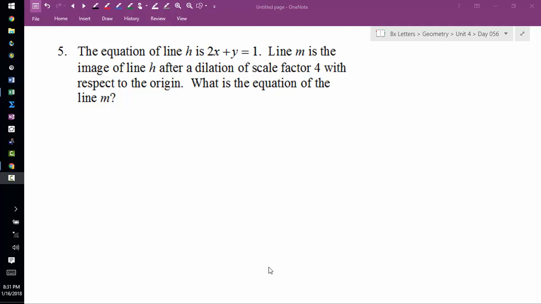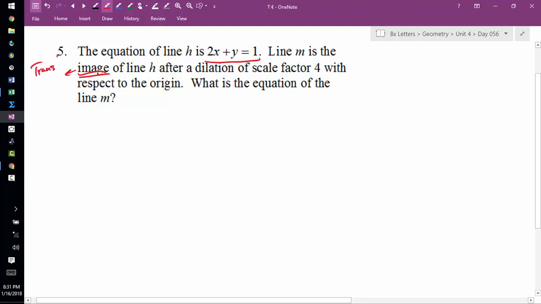Problem 5. Equation of a line H is 2x plus y equals 1. They're telling me line M, some other line, is the image. Once you hear image, you know a transformation happened. And they're telling you it comes from our original line H after a dilation. So that dilation was making shapes bigger, or in other words, in this case, a line further away from some point. They're telling me the scale factor is 4.